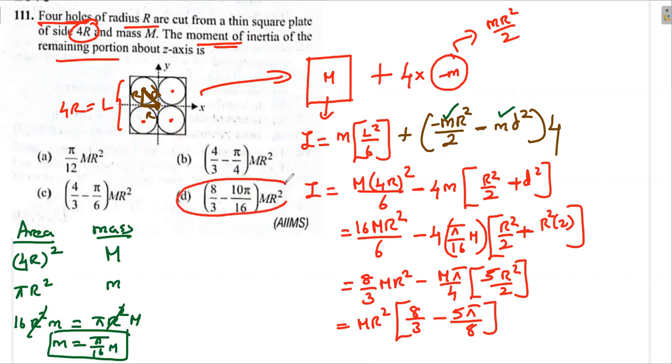Okay, this is it. But for some reason they have kept it as 10 by 16. The same, 5 by 8 is 10 by 16. So this, if I want, I can write as m r square, 8 by 3 minus, multiply with the 2, 10 pi by 16. I hope this is clear.